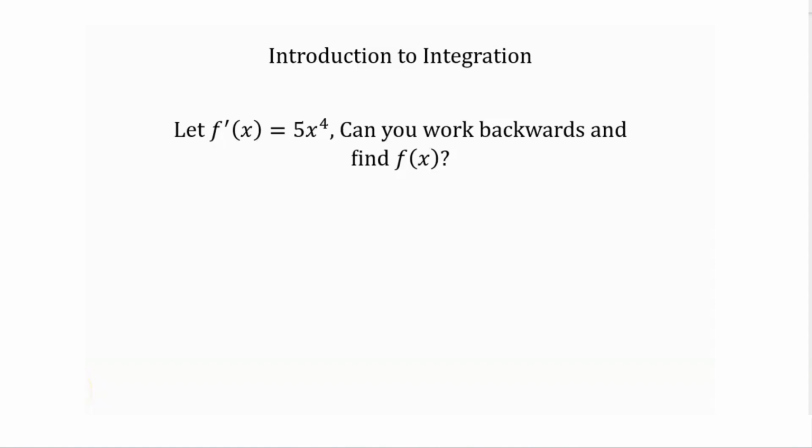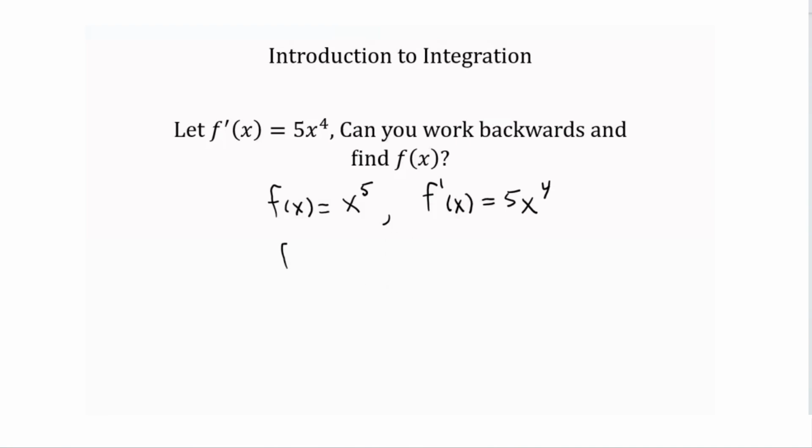All right, in this video, I'm going to go over an introduction to integration. So let's start out with the example f prime of x is equal to 5x to the fourth. Can you work backwards and find out what f of x is? Well, if we think about this hard enough, we can realize that if we had f of x equals x to the fifth power, we know that when we take the derivative of that, we're going to get 5x to the fourth. Okay? But is there more than one answer?